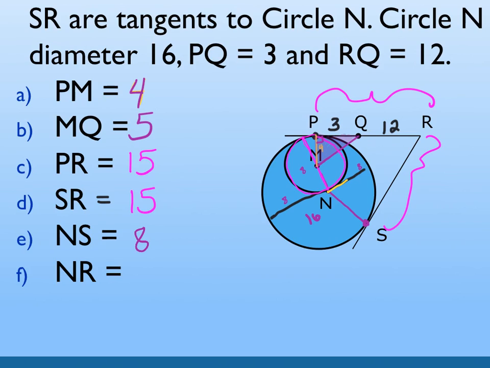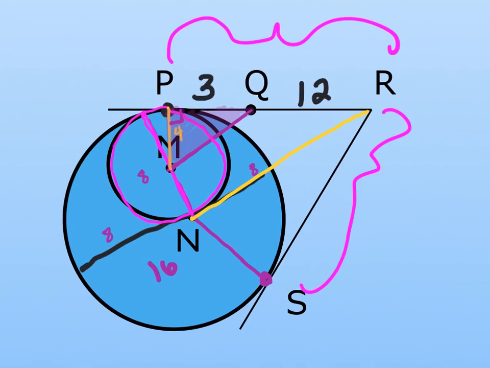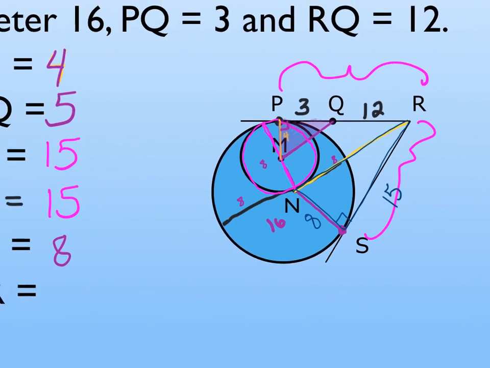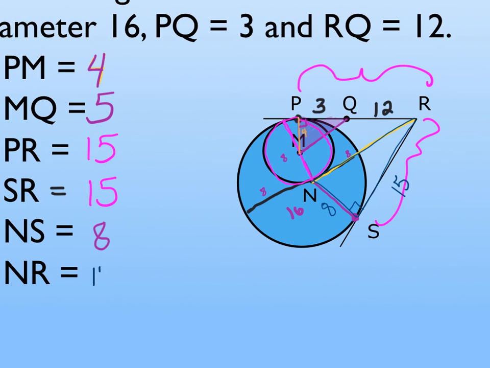NR. Oh, this is tricky. You make a triangle. Oh, look at you, Connor. So this would be 15. This would be 8. Then I have a right triangle. 17. That's a triple. 8, 15, 17. If it wasn't a triple, then you use the Pythagorean theorem. But that one's a hard one to find, right? You get the square root of 289.